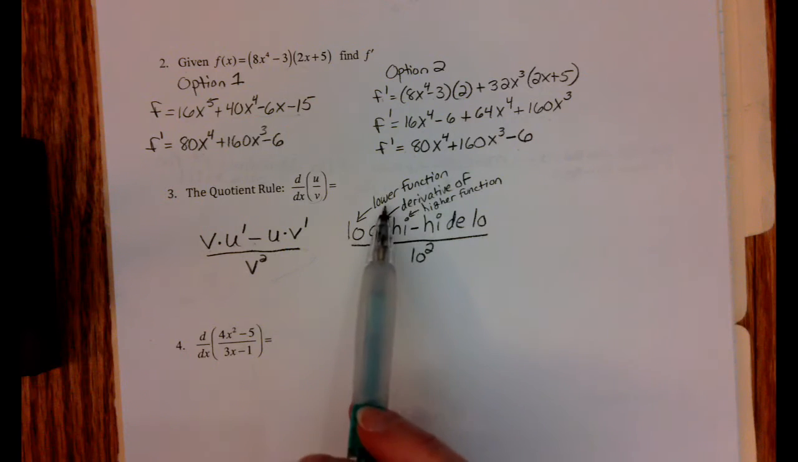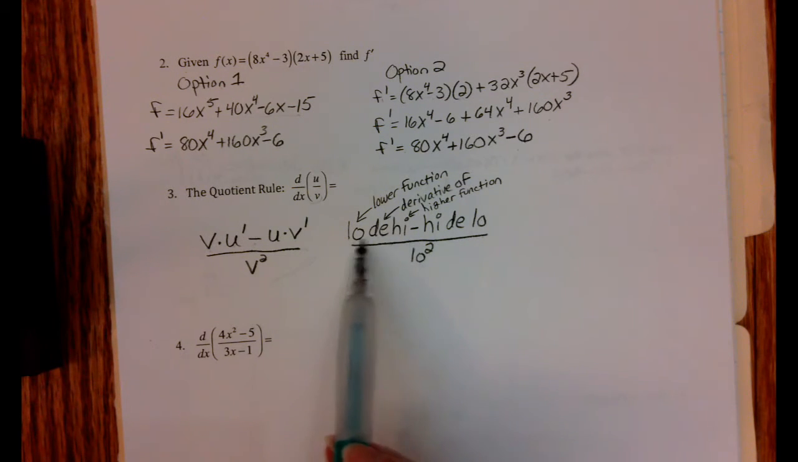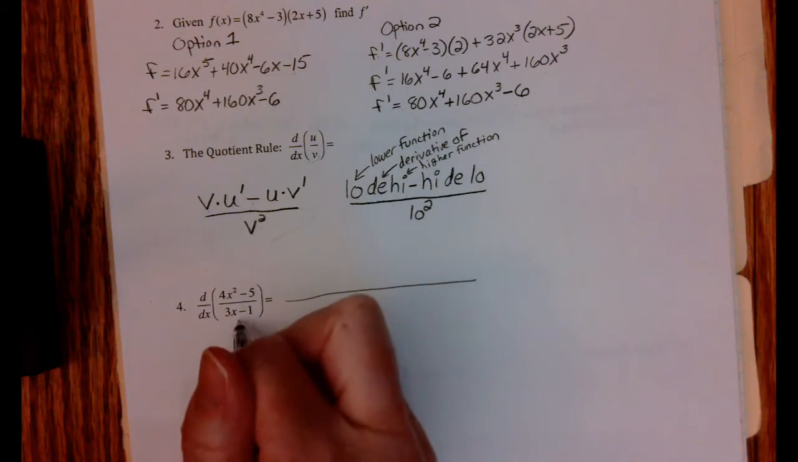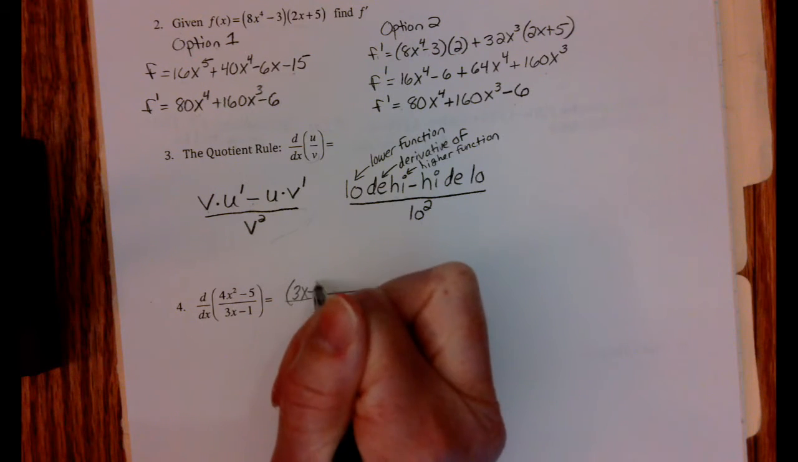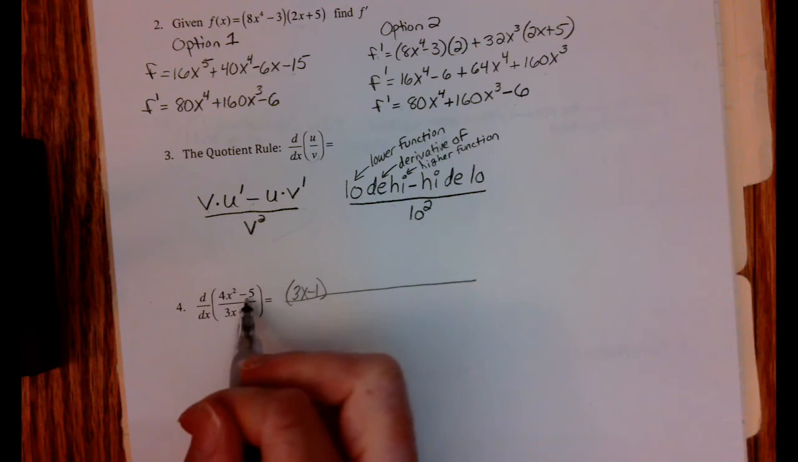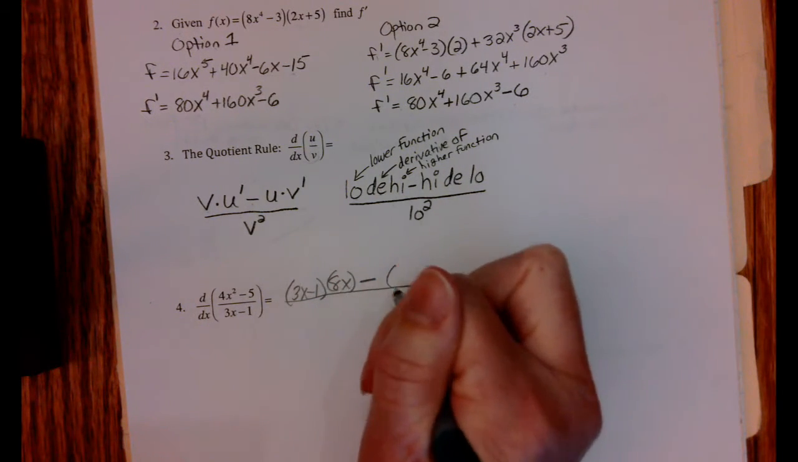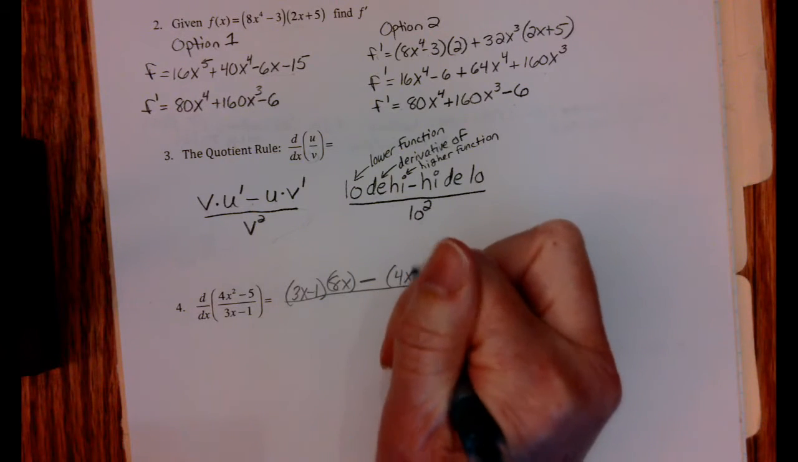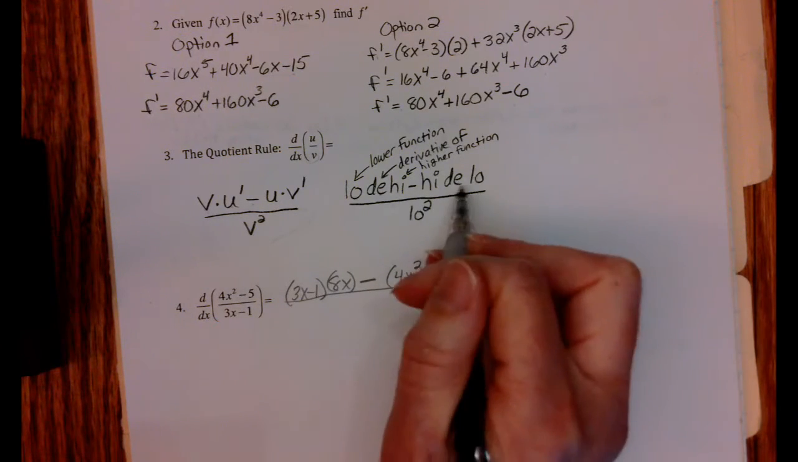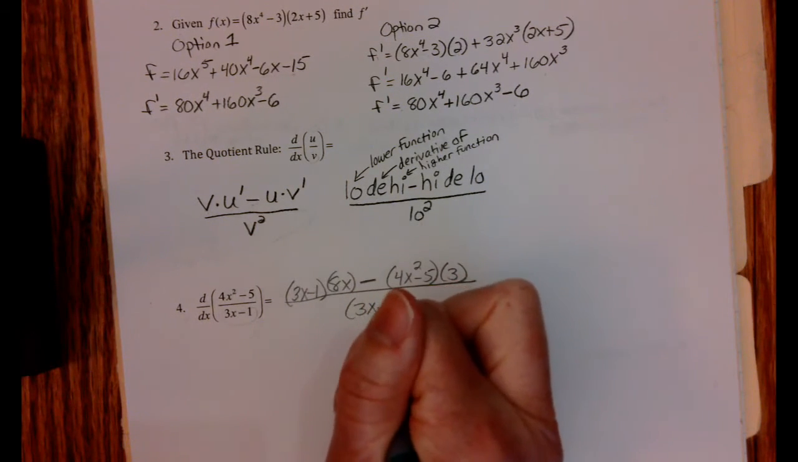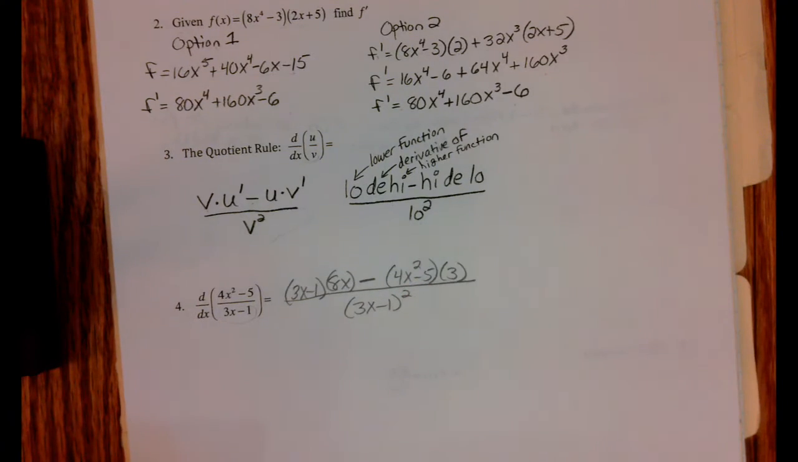This will help you because low means the lower function. D stands for derivative of the higher function. So that's the low d high. And then it flip-flops. Here it is in action. I'm going to start with the lower function. D high, the derivative of the higher function, which is 8x, minus the higher function 4x squared minus 5, d low, taking the derivative of the lower function, all over the low function being squared or low low.